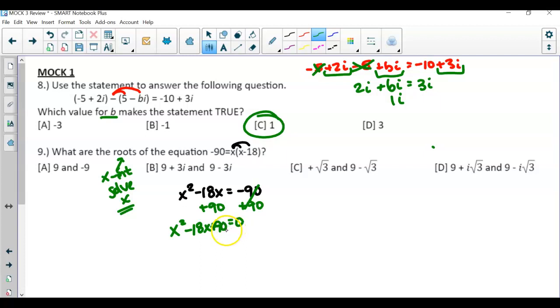Well, 10 times 9 is 90, but if both were negative, they would add to give me -19, not -18. I could do 45 and 2, 30 and 3, but really there are no factors that multiply to get you 90 and add to get you -18. I'm going to go ahead and start the quadratic formula, which here x is equal to -b plus or minus the square root of b squared minus 4ac all over 2a, where again, I'm going to start with a discriminant.